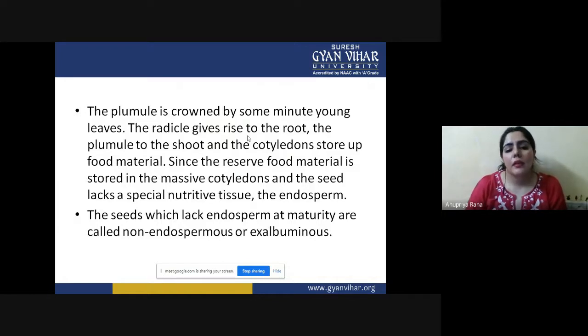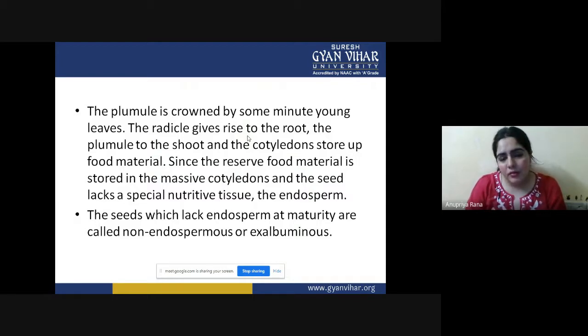Since the reserve food material is stored in a massive cotyledon and the seed lacks the special nutritive tissue, the endosperm. So now, if the cotyledon is here, there will be no endosperm present, because endosperm exists only until the zygote formation, giving nourishment to the embryo. But now they are converting into the seed. So when they have the seed at maturity, sometimes the endosperm will be present at seed maturation, but sometimes the endosperm is not present at seed maturation.